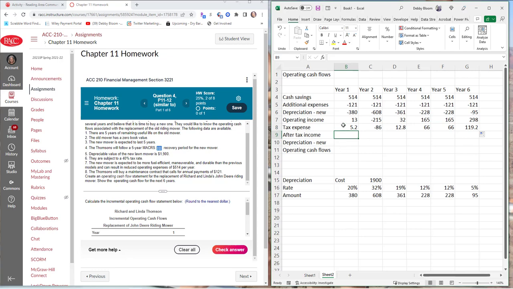Now, to calculate our after-tax income, we're going to take our operating income and subtract the tax expense. So notice with year 2, we're actually going to take a negative 215 and we're going to add 86 because we're going to get a tax benefit. So I'm going to take the operating income, I'm going to subtract the tax expense.